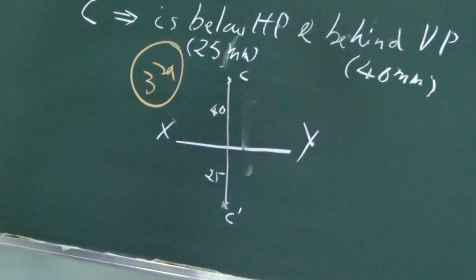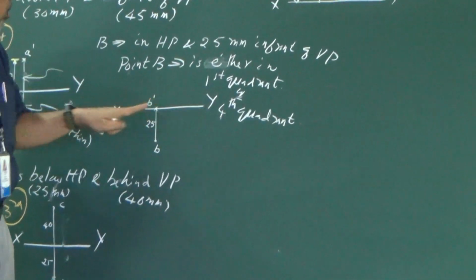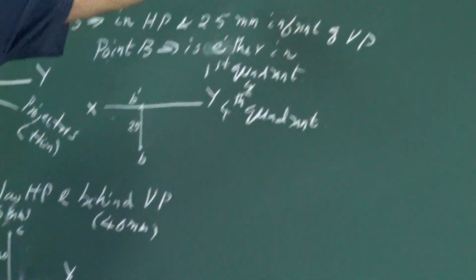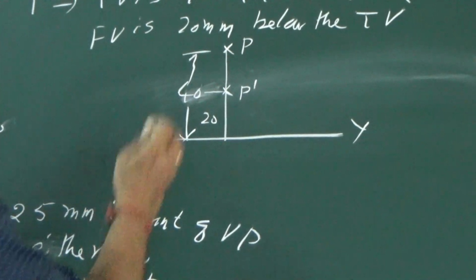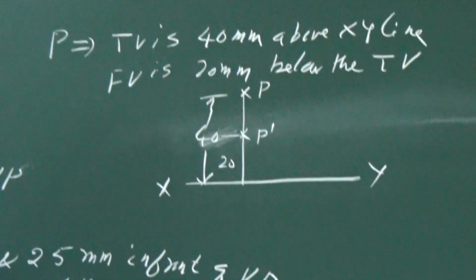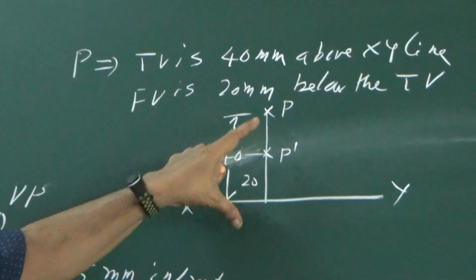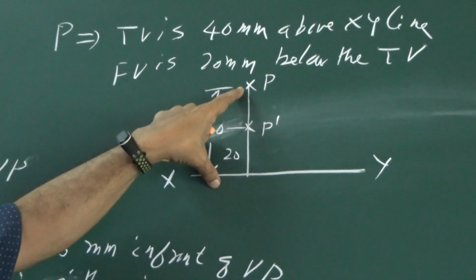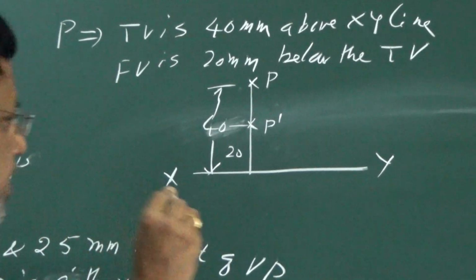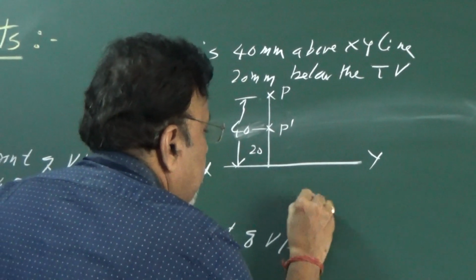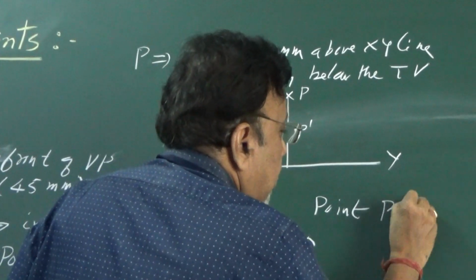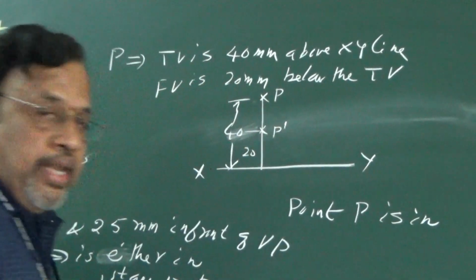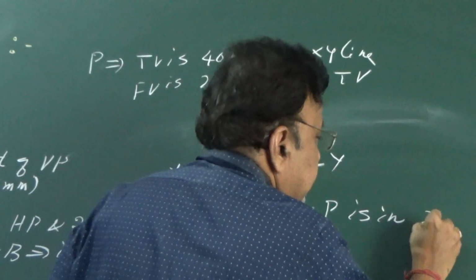Third quadrant. Here I told you that it may be either first or fourth quadrant. But now we can see this particular problem. I want you to say which quadrant this particular point is lying in. Now I need to write that. So what will I write now? I will just write that point, which is point P. Point P is in which quadrant?